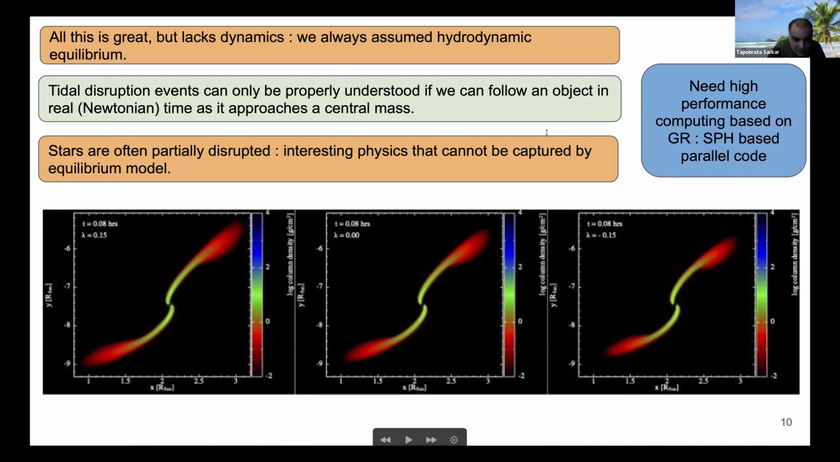So this is a picture that I have shown you, where there is a star which is getting tidally disrupted. Don't worry about this lambda and these things. These are related to some rotation parameters I'll come to later. But this is basically how it looks.